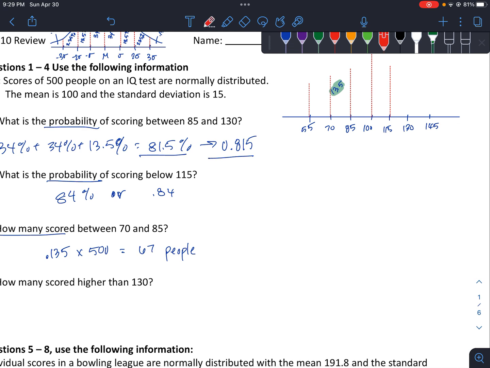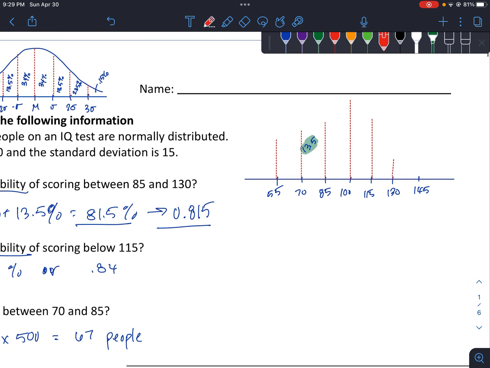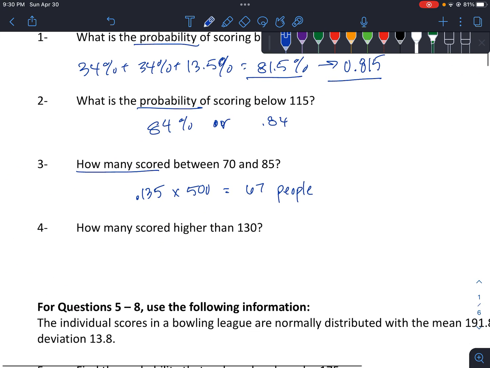Okay, so using the distribution up here, let's find the probability first, and then we'll find how many. So the 130, so let me count this. We only want this area and this area right here. So that's the last two. So that would be 0.15, and this would be 2.35. Together, that's going to be 2.5. So that's 2.5%, which means we would move the decimal place over 2 times. So 1, 2. And then we'd have 0.025, which is our probability.